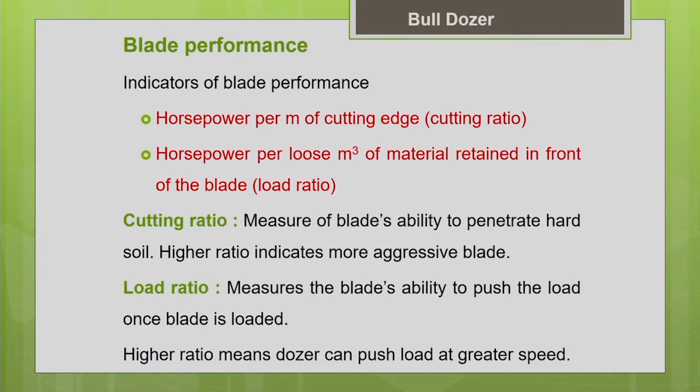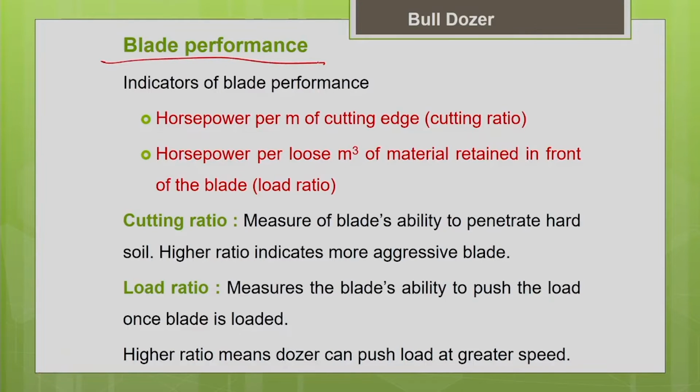So we have discussed the three types of movements: pitching, tilting and angling. There are different types of blades which we are going to discuss in upcoming slides. You need to note that for every type of blade only two movements are possible. Either you can go for angling and tilting or you can go for pitching and tilting. So these are the two options. For every blade only two movements are possible.